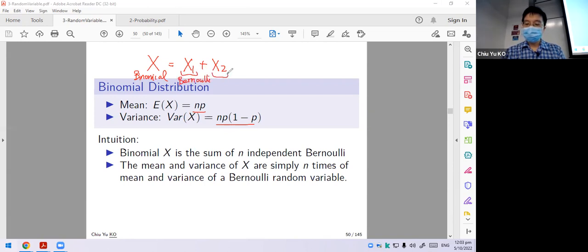Because you just consider each one is a Bernoulli, add them together, then you have n of them. So that's why the mean of the binomial is just the sum of the n means of Bernoulli, and each mean of Bernoulli is just p. So that's why we have n times p. Because remember, the mean of the sum is the sum of the means. We just mentioned the linear property of expectation.